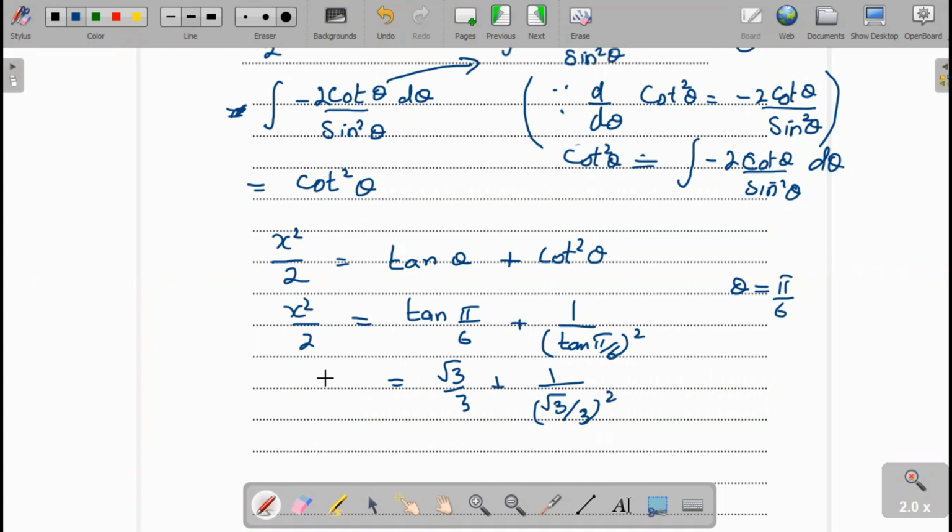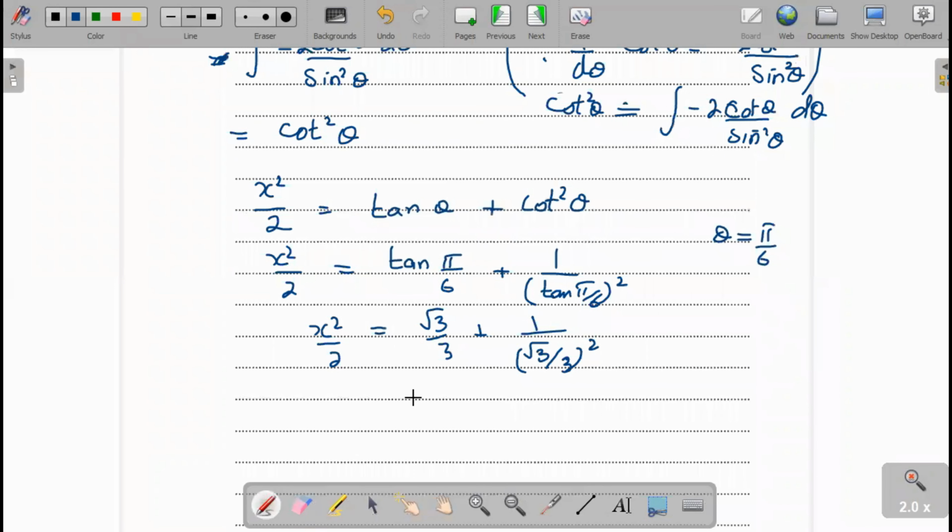Now that value will be equal to x square over 2, and that can be written as square root of 3 over 3 plus 1 over 3 over 9, and that is equal to square root 3 over 3 plus 3. Therefore x square will be equal to 2 times square root 3 over 3 plus 3.